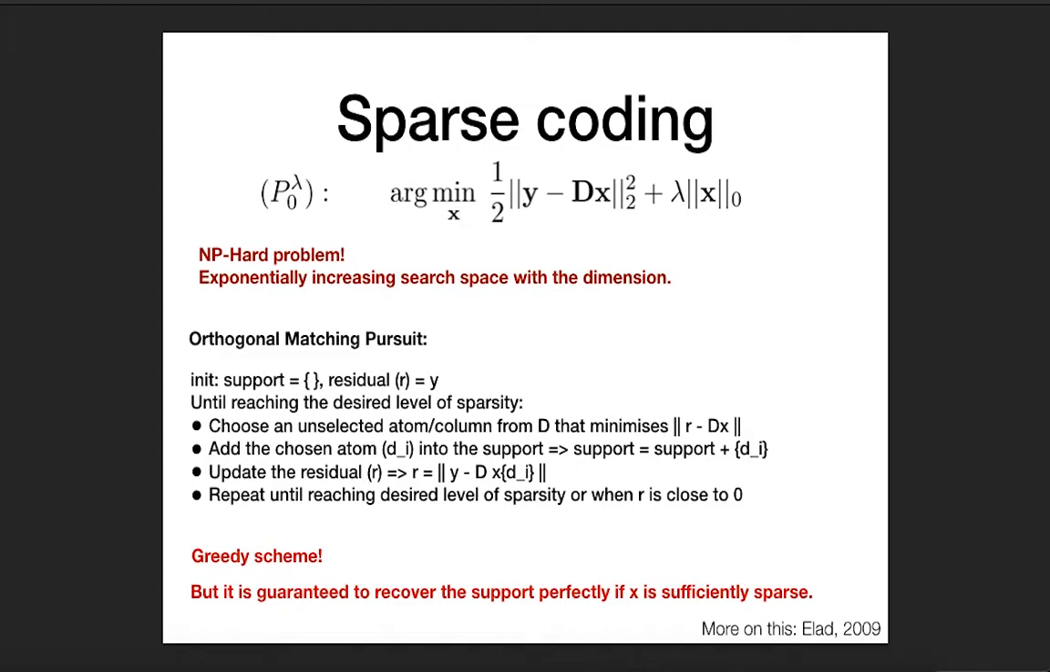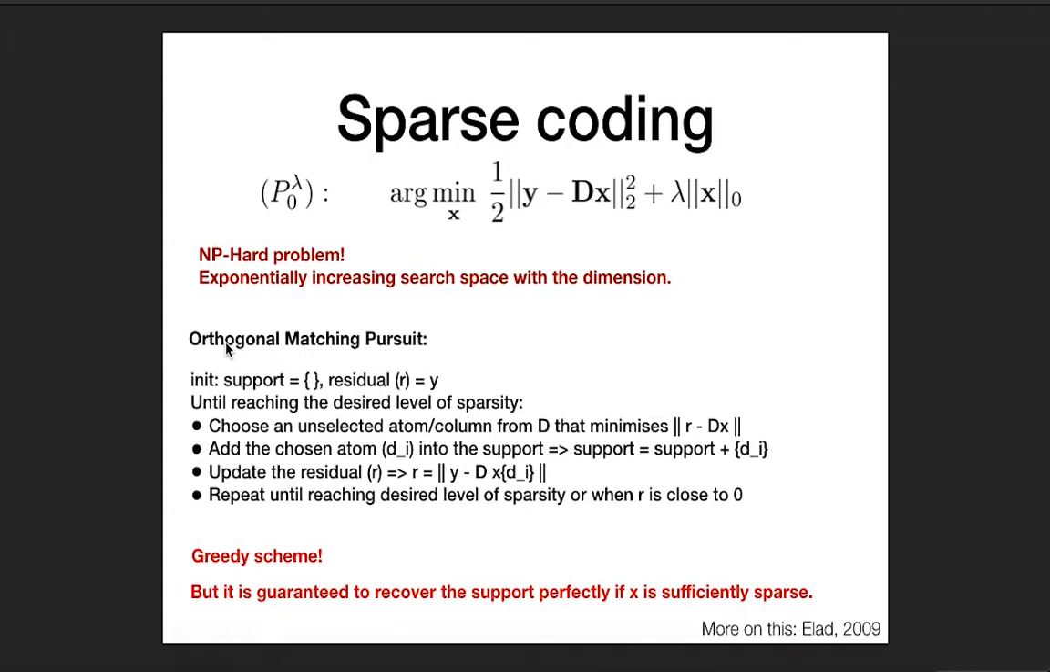One simple way, like anybody would think of: how would you solve this problem in a greedy way? You just initialize some support. You're putting in your bag which elements in D to use. First you go through all the atoms in the dictionary and check which one gives you the least error. That's what we call the residual, which we initially initialize with y.